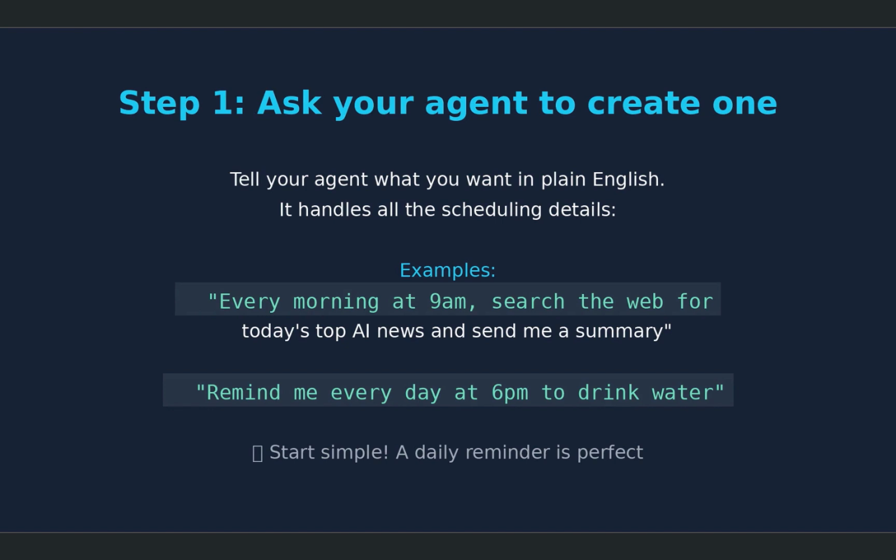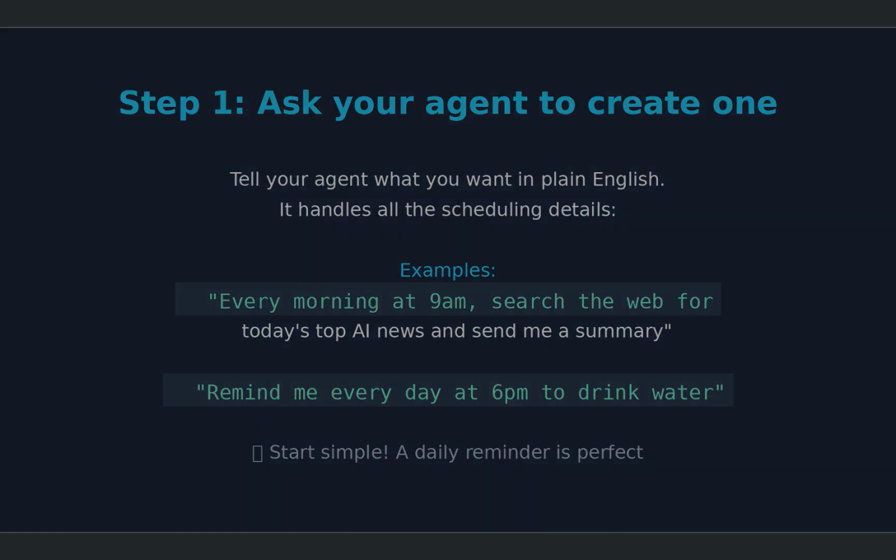For example, every morning at 9 a.m., search the web for today's top AI news and send me a 3-bullet summary. Or remind me every day at 6 p.m. to drink water. Start simple. A daily reminder or news digest is perfect for your first automation.